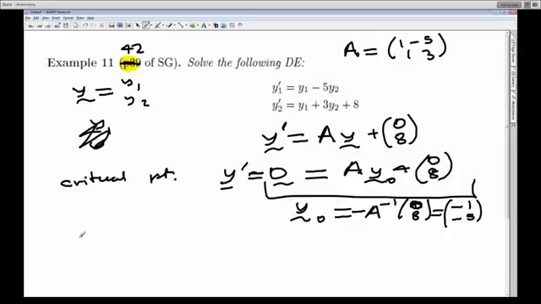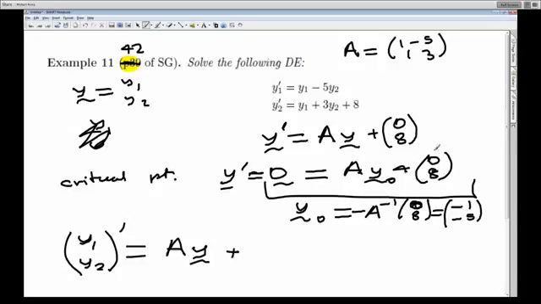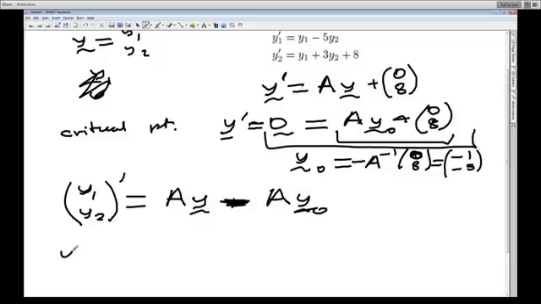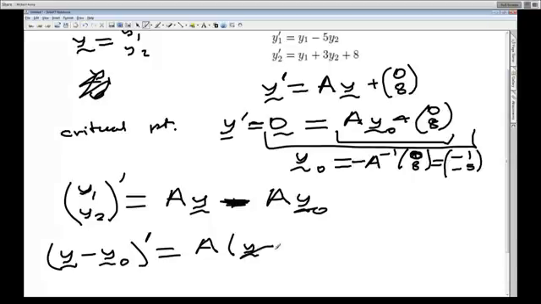And so here's my little trick. When you've got the linear system y' equal to Ay plus (0, 8), what (0, 8) is, well, I've just worked out, is equal to minus A times my critical point. And when you take the derivative of a constant, it just disappears. So you can factorize the A out. So the derivative of y minus y naught, my critical point (-1, -5), is equal to A times that. So by subtracting off the critical point, I've made it homogeneous.